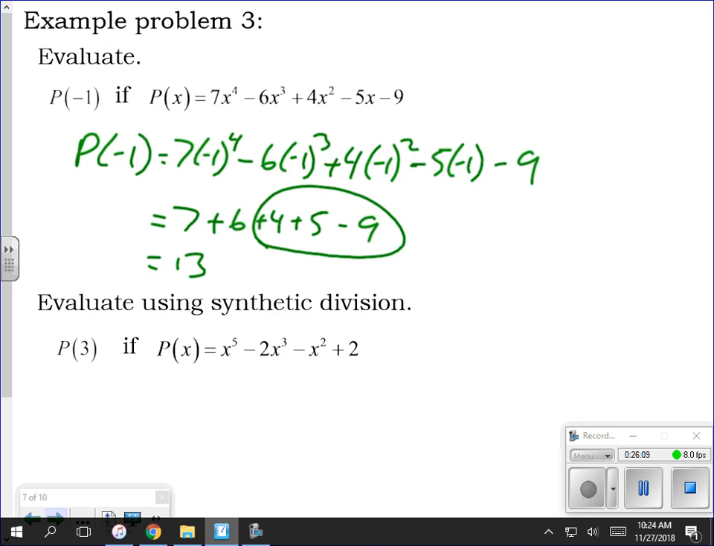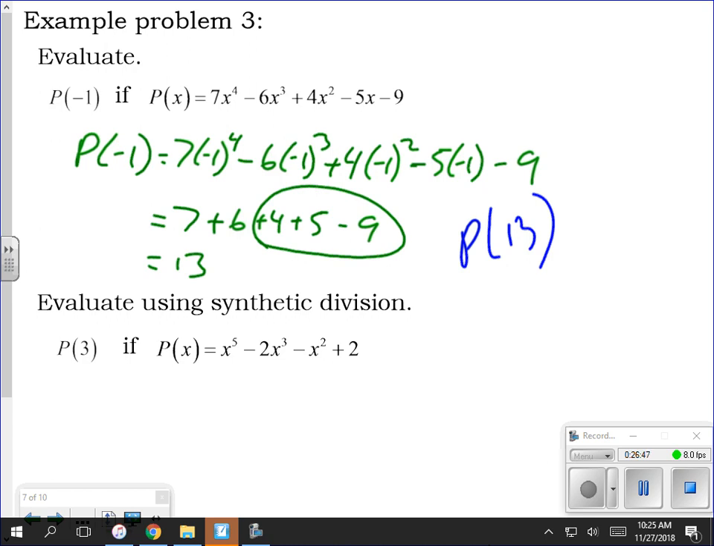But what if I wanted to find, instead of p of negative 1, I wanted to know what p of 13 was. You have to plug 13 in there. So you got to find 13 to the fourth power times 7 minus 6 times 13 cubed plus 4 times 13 squared. It can get pretty ugly in a hurry. Okay, negative 1 is easy. There's only 2 numbers that are easier than negative 1. Positive 1, which means you just add all the numbers up, and 0, which means you just get whatever doesn't have a variable on it.